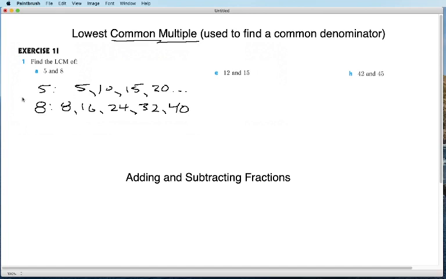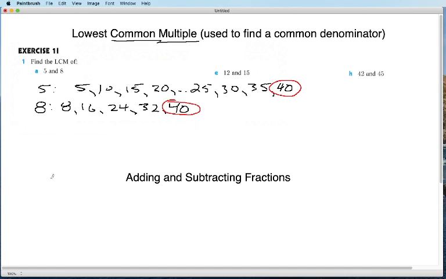So what we need to do is take 5 and increase it some more, because we're only at 20 right now with 5. So if I keep going, I'm going to have 25, 30, 35, and then finally I hit this 40, and now I have the lowest number that both of these lists have in common. So that's one way we can find the lowest common multiple of these two numbers.